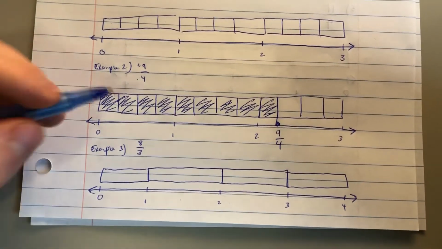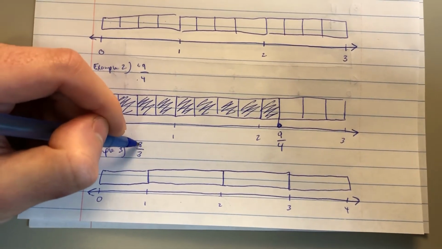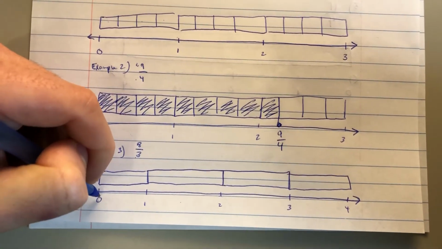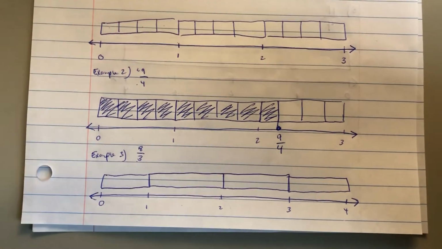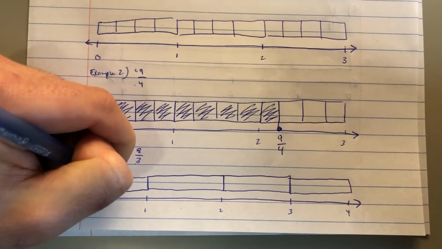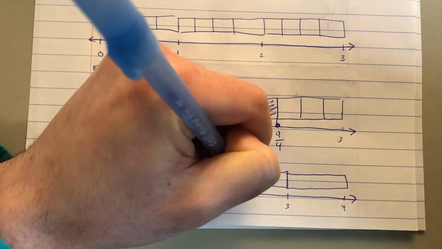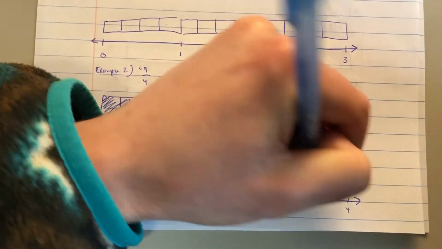For example 3, it's asking me to put 8/3 on the number line. So instead of making 4 equal parts between each whole number, I'm going to divide it into 3 equal parts by doing 2 lines. 1, 2, 1, 2, 1, 2.